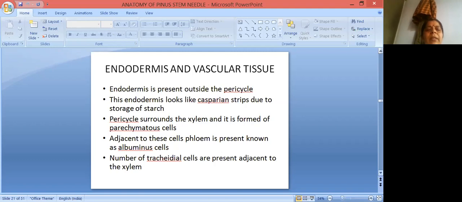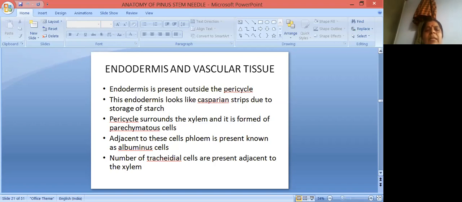Now, coming to the next part of the anatomy, the pericycle. Pericycle is multi-layered and consists of many parenchymatous cells. And some sclerenchymatous cells form a T-shaped girder which separates two vascular bundles. That is the important thing we have to remember. This T-shaped structure, known as the girder, is made up of sclerenchymatous cells, which separate two vascular bundles. And transfusion tissue consists of tracheal cells.